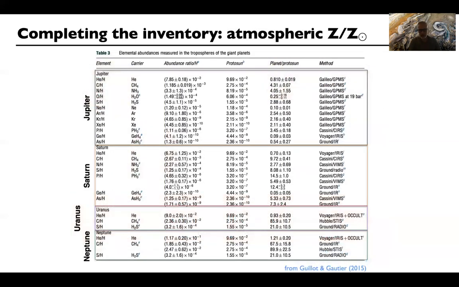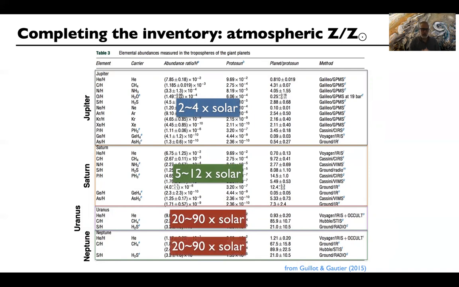We can look at their atmospheres, and in our solar system, we have relatively detailed constraints, although we cannot see all the elements that we would like to see. So this table is a few years old. It has evolved slightly, but the important part here is that roughly, if you look at Jupiter's atmosphere, you have abundances of elements that are about 2 to 4 times solar. In Saturn, you're about 5 to 12 times solar.